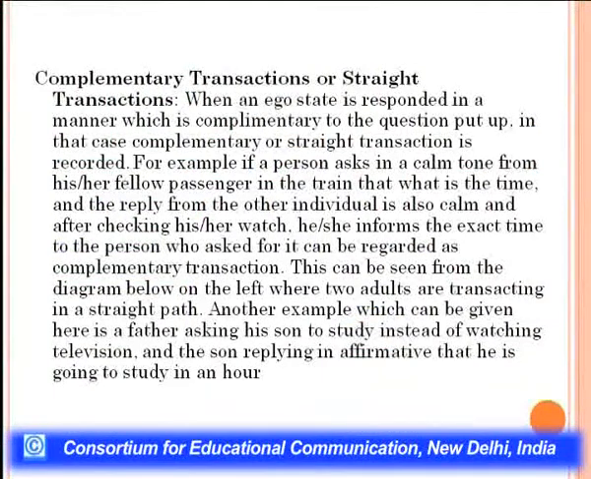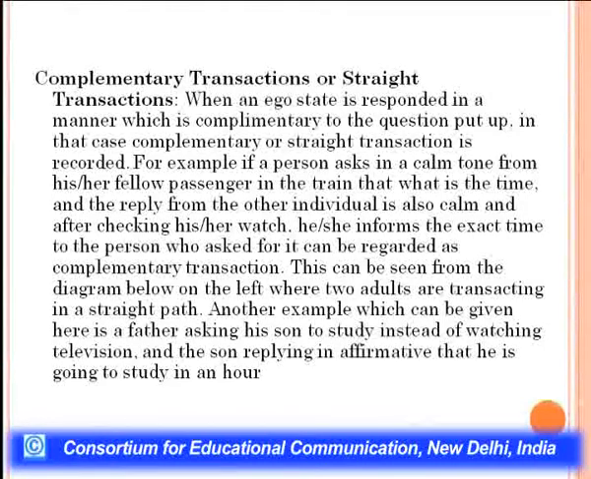Here we say whatever we desire as a parent onto the child, and vice versa also. So these are complementary transactions, that is, the transactions happen the way you want them to, from parent to child and from child to parent. Complementary transactions are also called straight transactions, and when an ego state is responded to in a manner which is complementary to the question put up, a complementary or straight transaction is recorded.